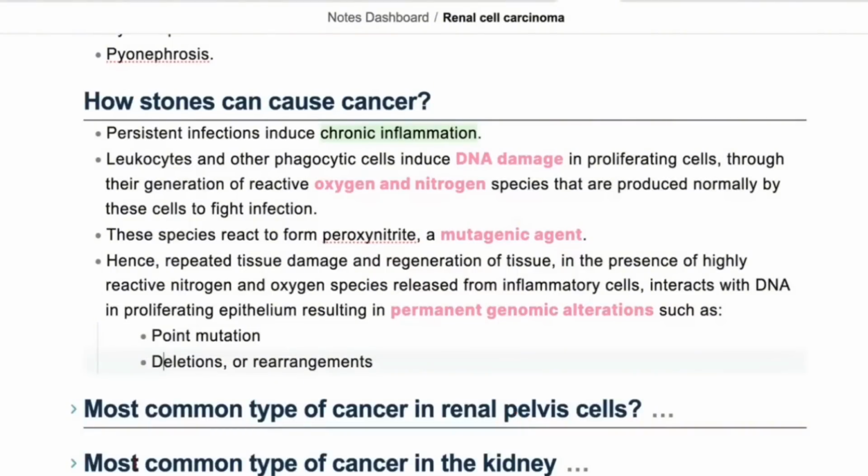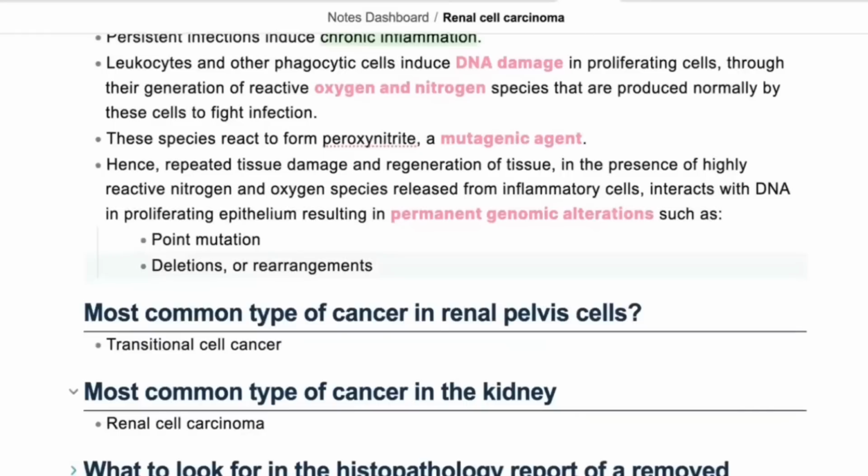Transitional cell cancer. What is the most common type of cancer in the kidney? Renal cell carcinoma. What to look for in a histopathology report from a removed kidney with renal cell carcinoma? Okay, looking out for gross and then microscopic features.